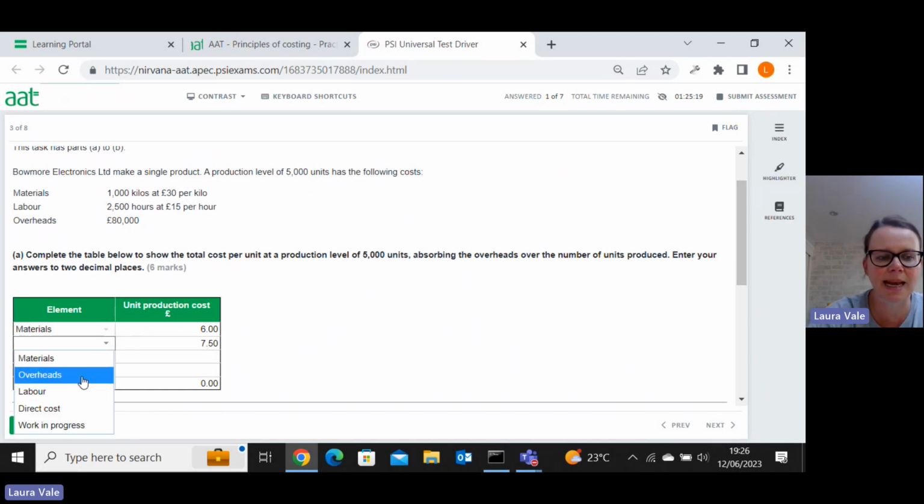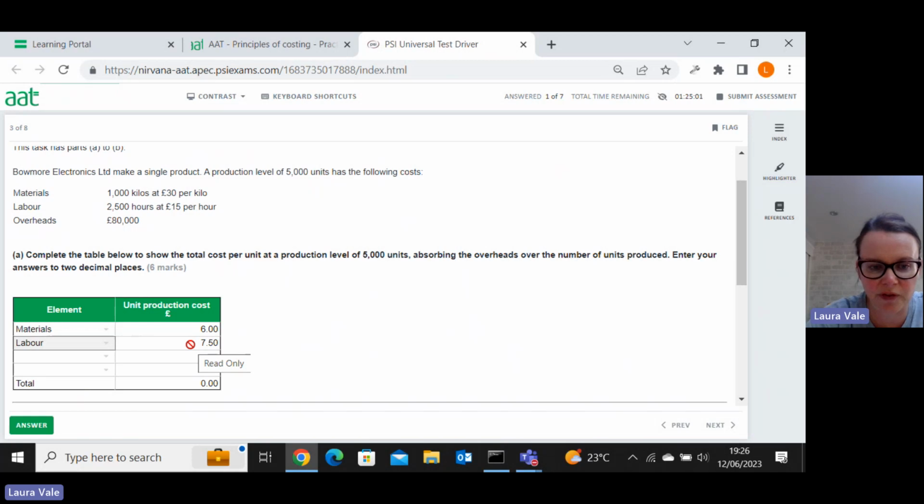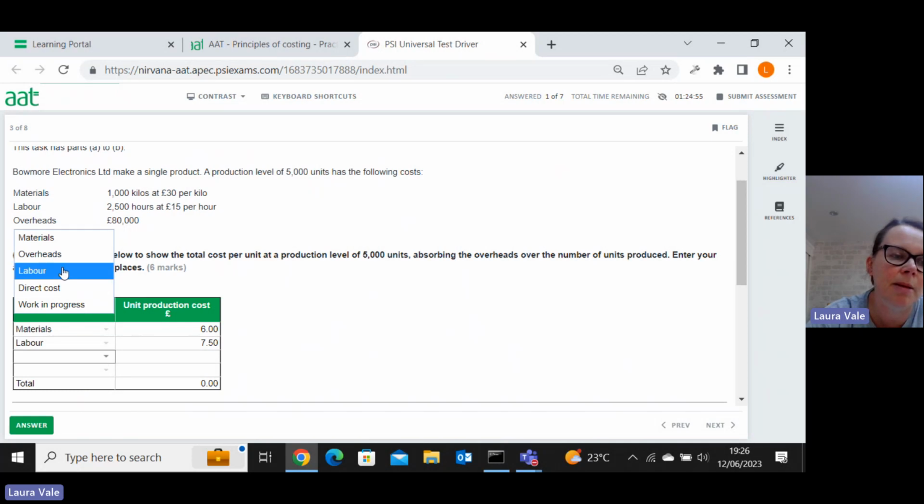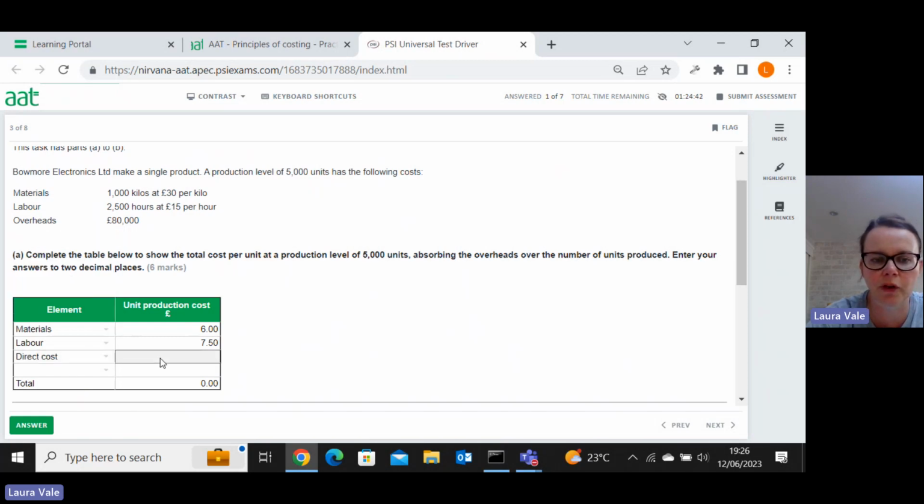I'm expecting the second one to be labour. Let's double check the maths again. 2,500 hours multiplied by the £15 gives you 37,500. Divide that by the 5,000 units and it is indeed £7.50. So I've got 2 rows left, and if I look at the drop down options, I'm left with overheads, direct cost or work in progress. That leads me to see that they want a subtotal for direct cost, which will just be the 6 plus the £7.50, which is £13.50.